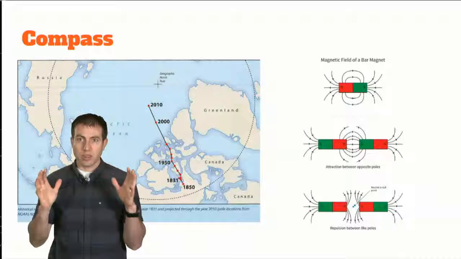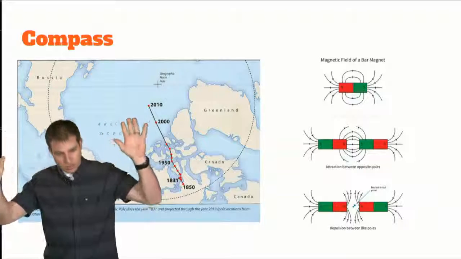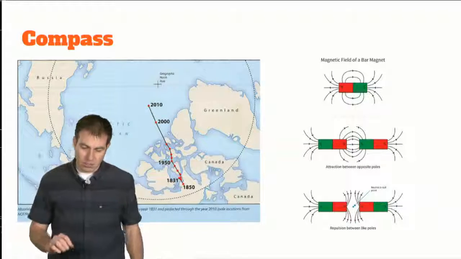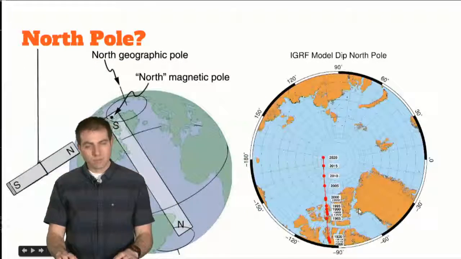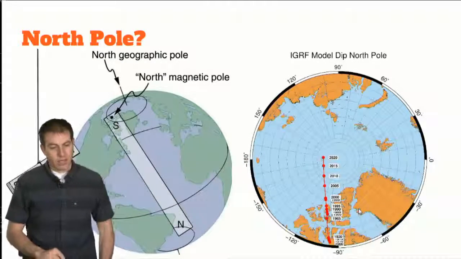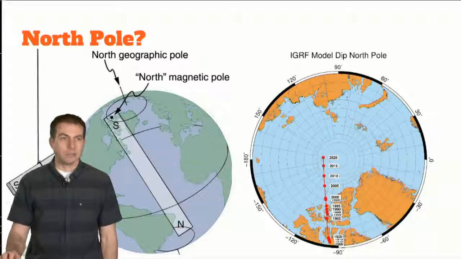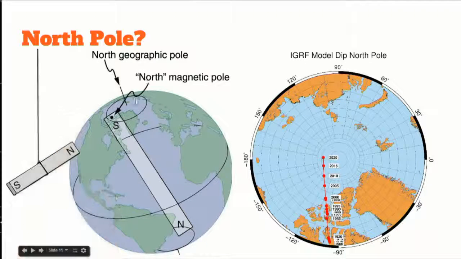So if those three things don't make your mind a little numb, then you maybe need a cup of coffee or something. So sure enough, we have the geographic North Pole up here, and then the magnetic North Pole of our planet is actually a South Pole. So our pole at the north is actually a South Pole.